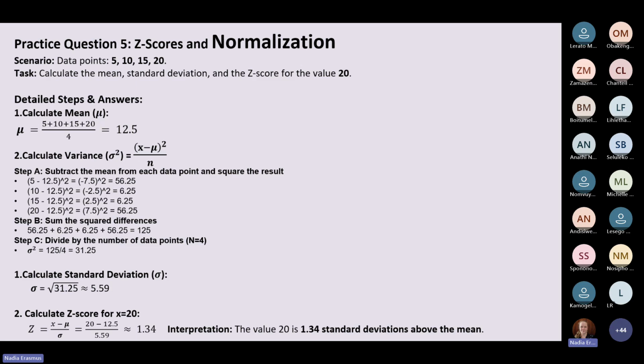So we're going to have the data points. You guys also were given data points: 5, 10, 15, and 20. So we're going to calculate the mean. It is the average, so it's all of them added together, divided by the number of values or data points given. So you have a mean of 12.5.